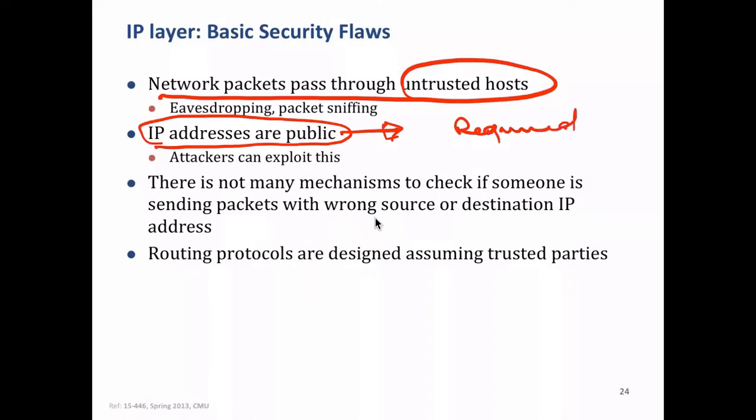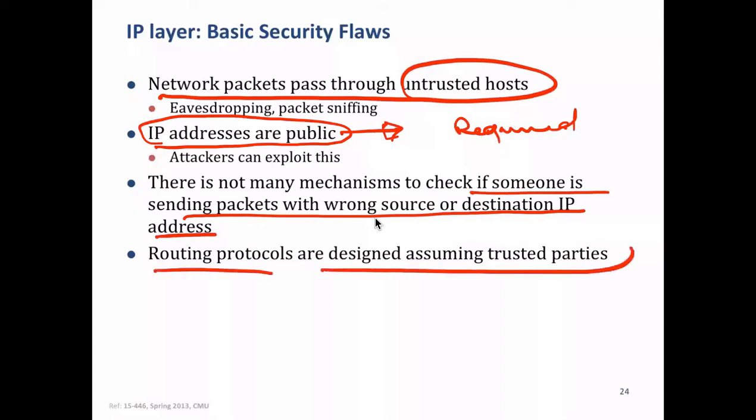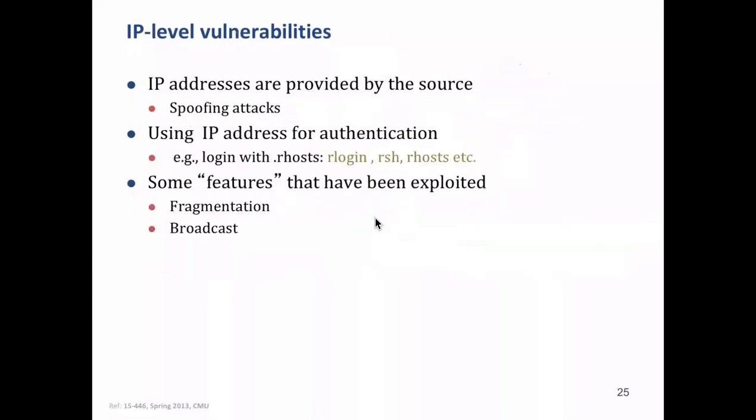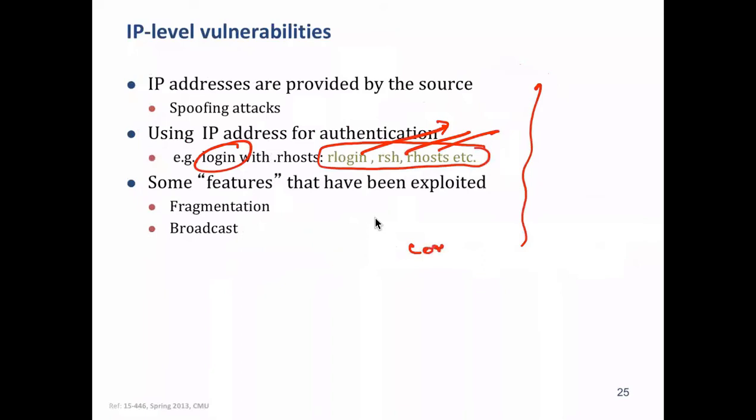There is no mechanism to check if someone is sending a packet with the wrong source or destination IP address. The routing protocols, of course, are designed assuming that everyone is honest. So a lot of attacks are possible, and some of the older protocols, like you would have seen remote login, RSH, remote host, etc. All these do authentication based on login ID. We log in with the IP address. So login is based on the IP address. That's it.